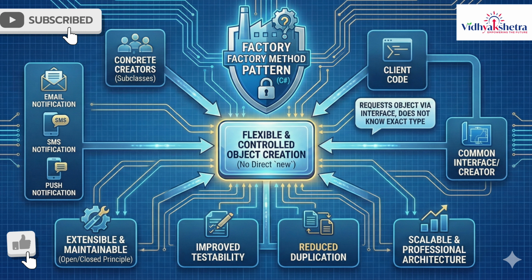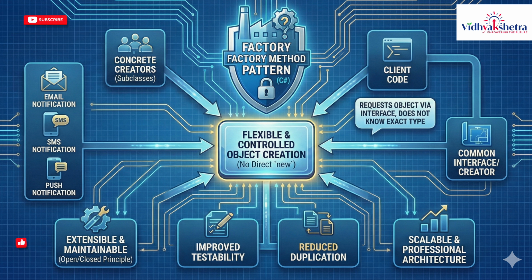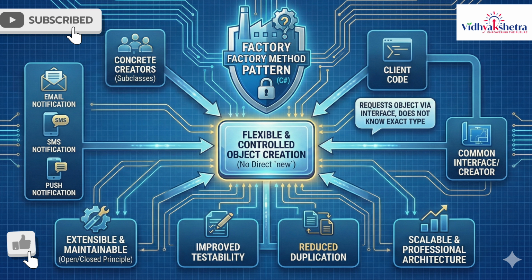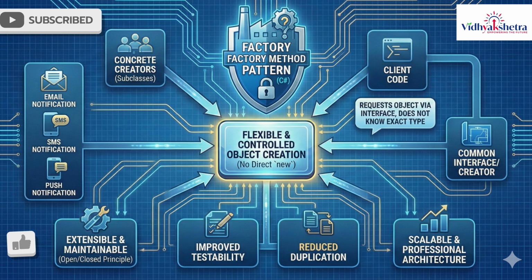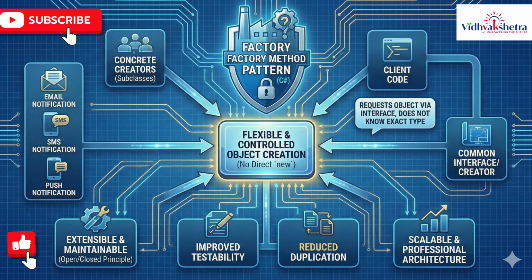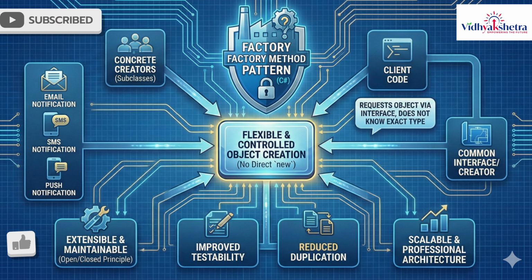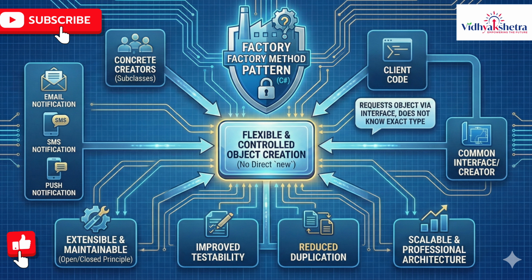This makes your application extremely flexible, extensible, and easier to maintain. For example, if you need different types of notifications like email, SMS, or push notifications, you don't hardcode object creation. The factory decides which object to return based on conditions. This way, when new types are added in the future, you can easily extend the system without modifying existing code, fully supporting the open/closed principle.